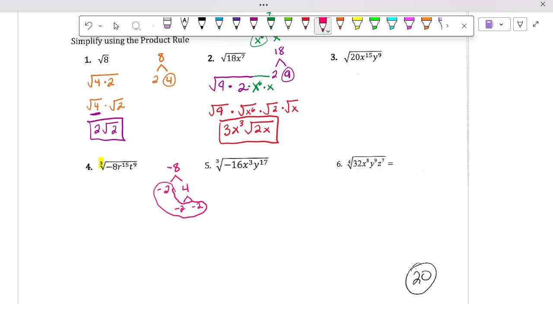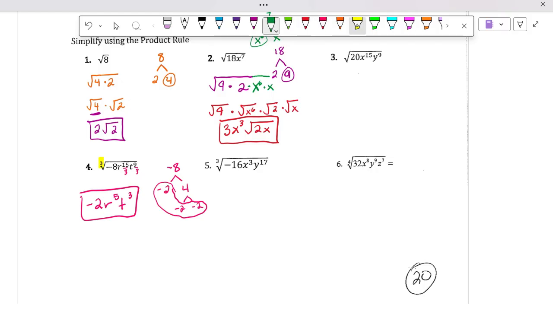Then r to the 15th, t to the 9th, both of those are divisible by 3, so we don't have to worry about it. So this would be negative 2 r to the whatever 15 divided by 3 is. So that's 5. And then t to the 9 divided by 3, or t to the third. All right, give number 5 a shot on your own. And let's look at number 6.